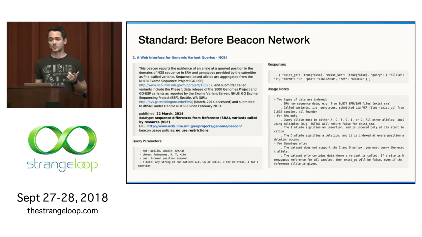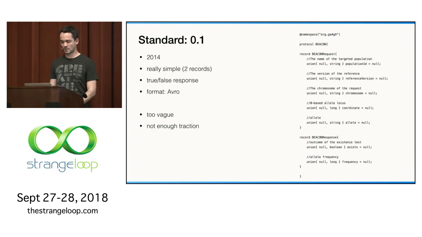And that's actually how the Beacon network started. It was just a bunch of converters between all these different APIs, accessible from a single place on the internet. So Beacon network unified the API to some extent, which led to the first version of the standard, version 0.1 at the end of 2014.